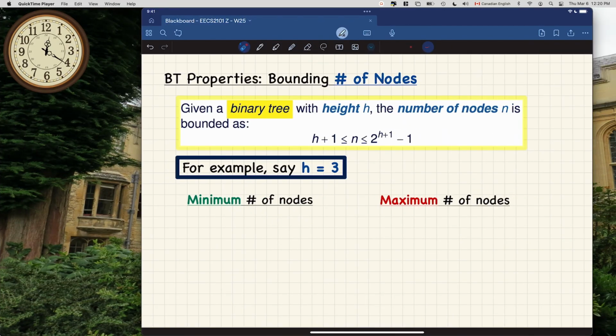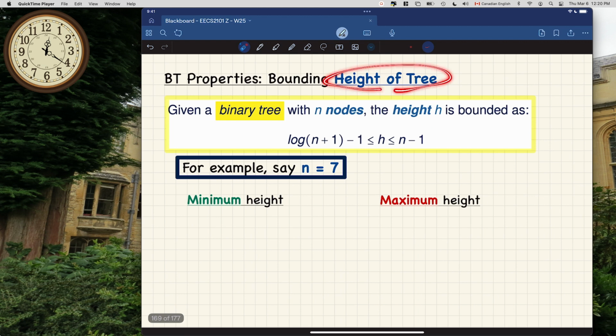Don't worry about the equation just yet. I'm going to go over them with you one by one. First of all, we're going to talk about how we can put a lower bound and upper bound on the number of nodes in the tree, which we somehow have seen already, right? The number of nodes in the tree can be bounded somehow. The height of the tree can also be bounded.